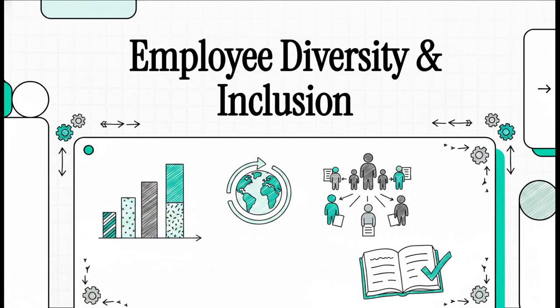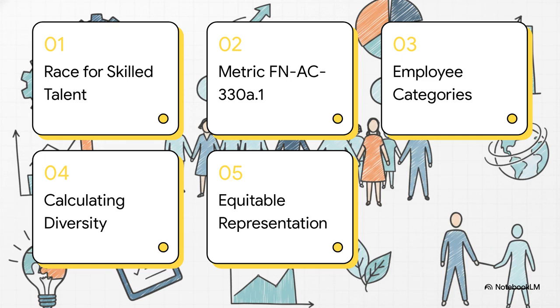We're going to break down the strict quantitative and qualitative requirements of this standard so you know exactly what is expected. Here's our quick roadmap for today. We'll start with the race for skilled talent. Unpack metric FN-AC-330A.1. Go over the 4 mandatory employee categories, look at how to calculate gender and diversity, and finally, wrap up with fostering equitable representation.